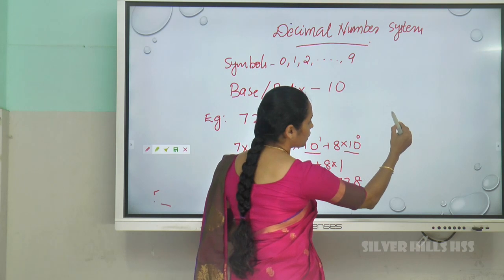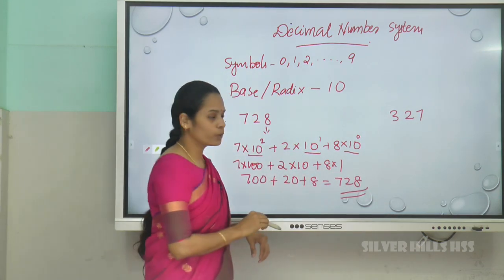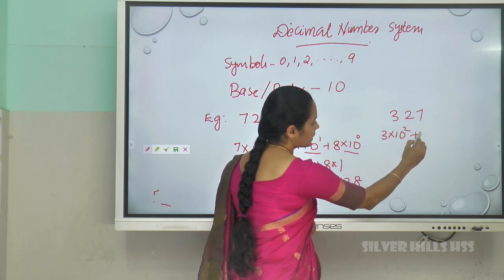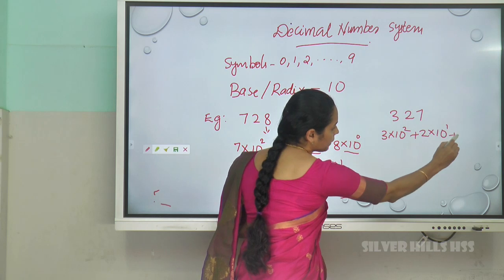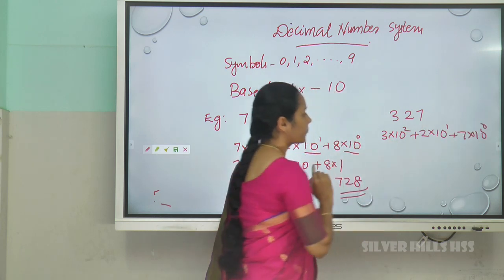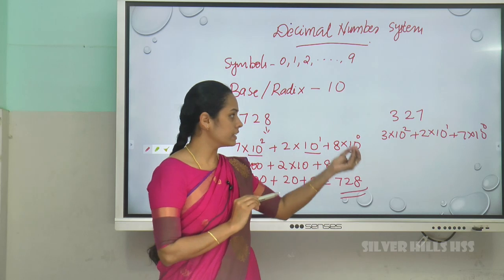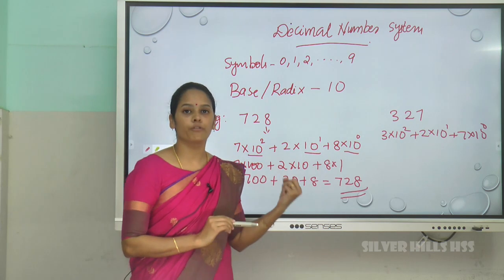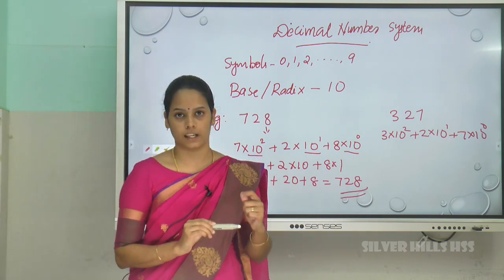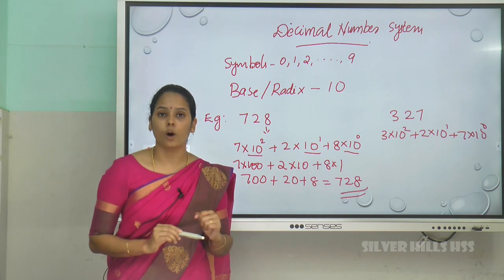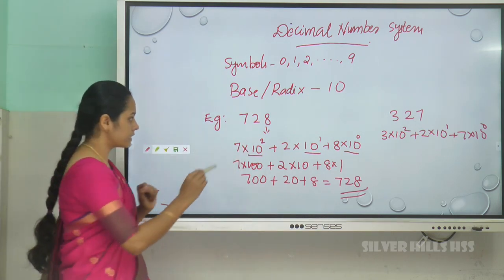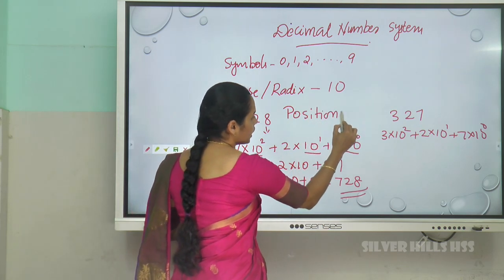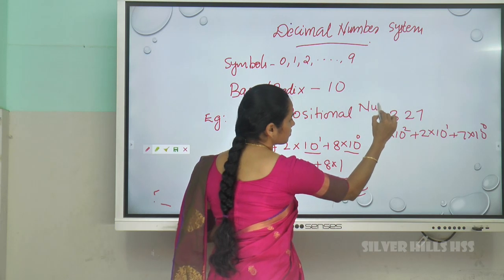Let's take another example. If I take the number 327, we can write it as 3 into 10 raised to 2 plus 2 into 10 raised to 1 plus 7 into 10 raised to 0. Here the weight of 7 is less than the weight of 7 in the first example. So the weight of a digit depends on its position. We can call this type of number system a positional number system.